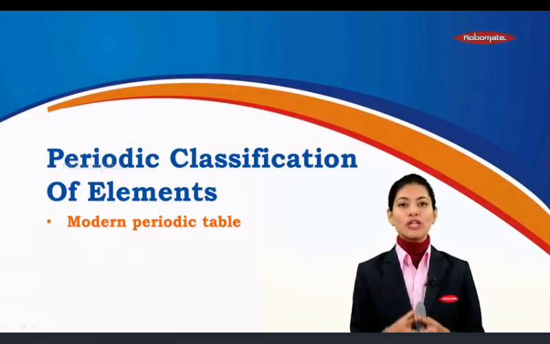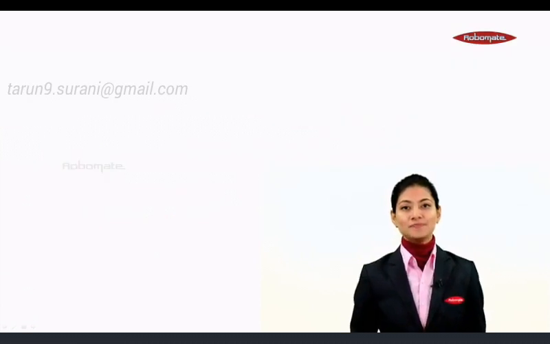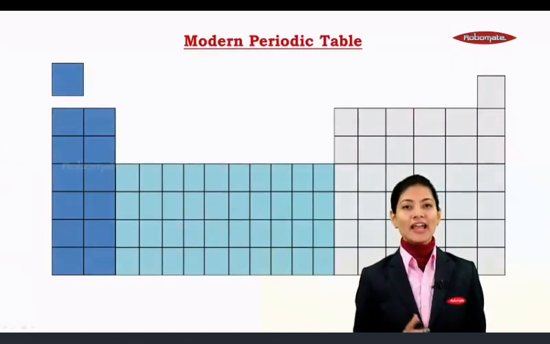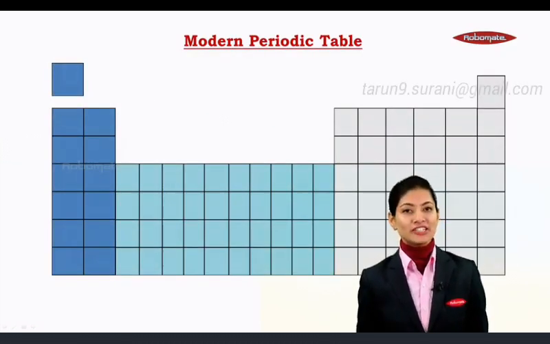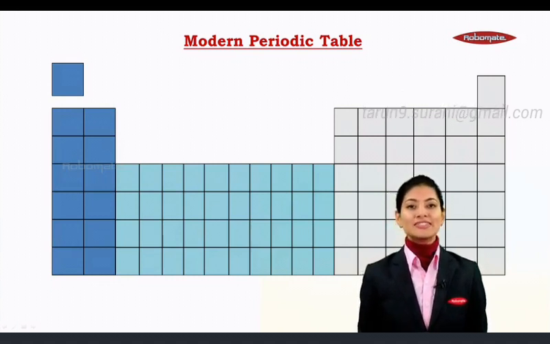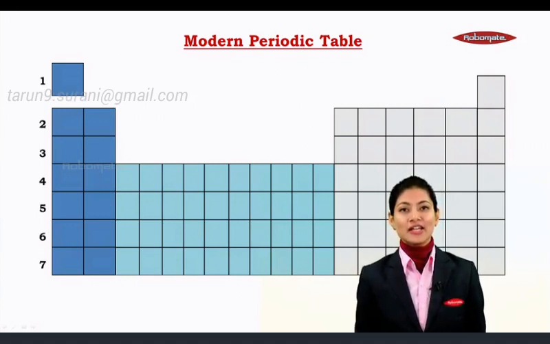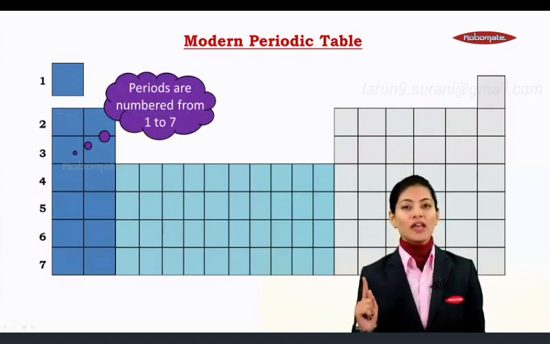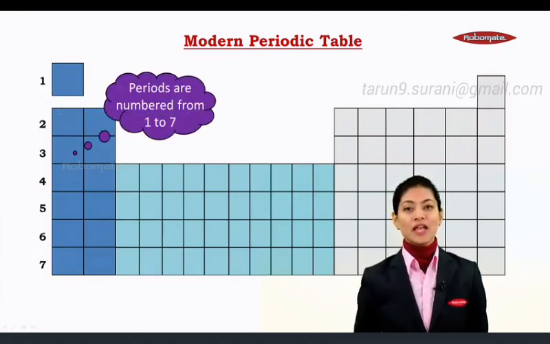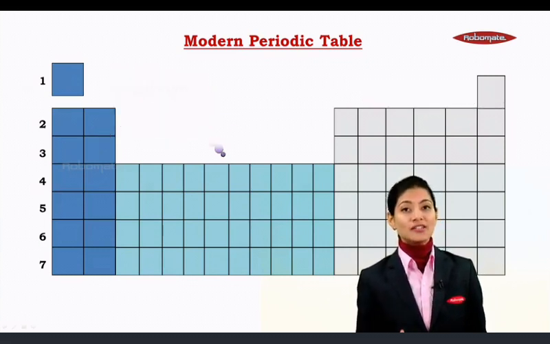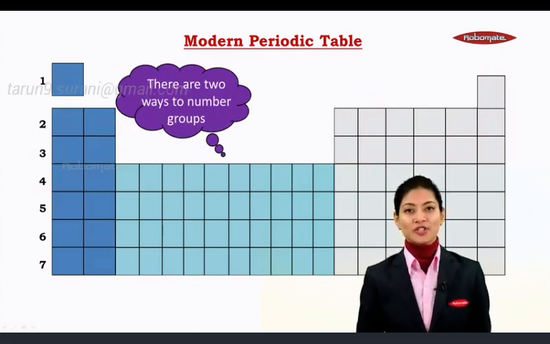In this module, we will be covering the modern periodic table. Now this, you already are aware of the layout of the modern periodic table, wherein it was said that in the modern periodic table, there are a total of 7 periods, which are numbered from number 1 up till number 7. But if we talk about groups, there are rather 2 ways to number the groups.